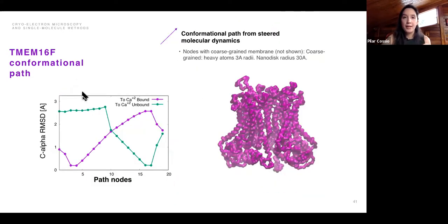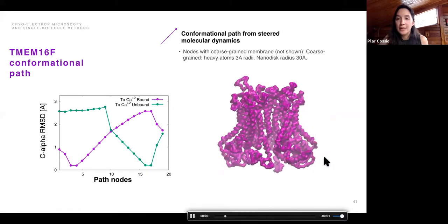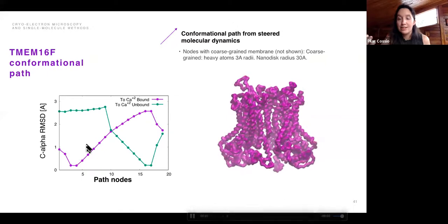Here I'm showing you a little bit more detail. This is the C alpha RMSD along the path nodes, so the conformations that we chose for the path. In purple, you can see the RMSD to the calcium bound state, and in green, the RMSD to the calcium unbound state. What you can see is we go closer to the calcium bound state, then further away from it, and then reach much closer to the calcium unbound state. This is a very short movie of how the path nodes look. Something to note is that the conformational changes here are not dramatic. We're talking about 2-3 Angstrom differences.